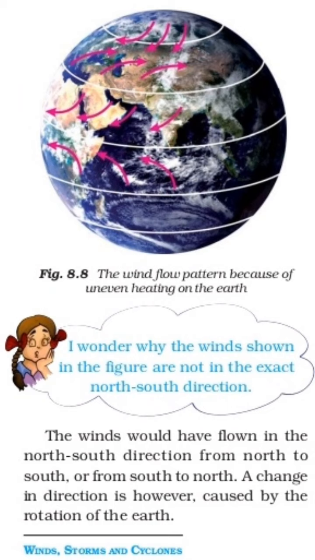Here the winds would have flown in the north south direction, from north to south or from south to north. A change in direction is however caused by the rotation of the earth. The curves mentioned there are because of the rotation of the earth.